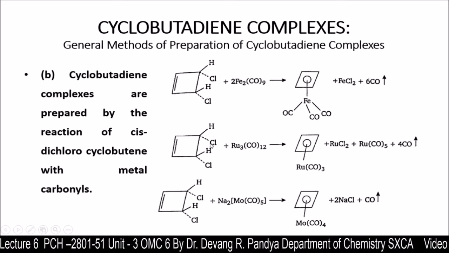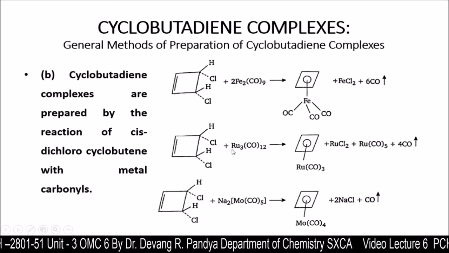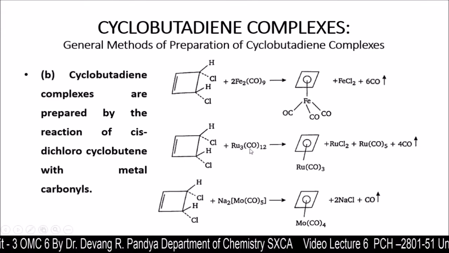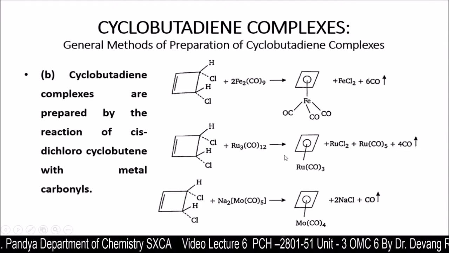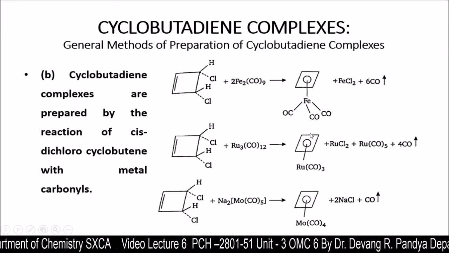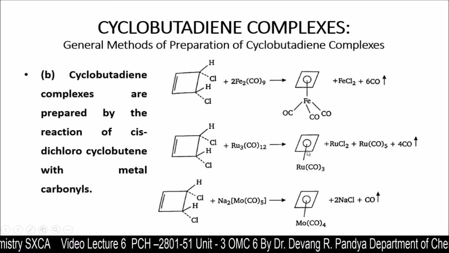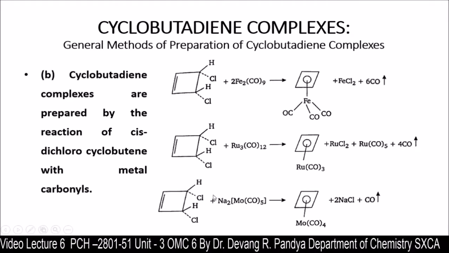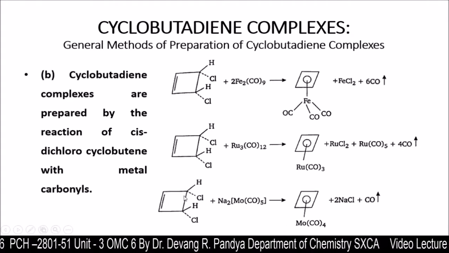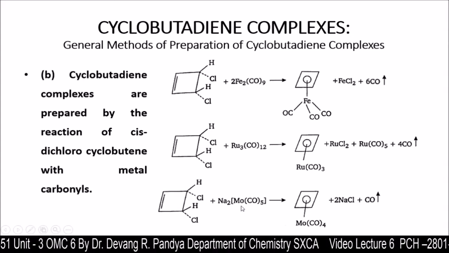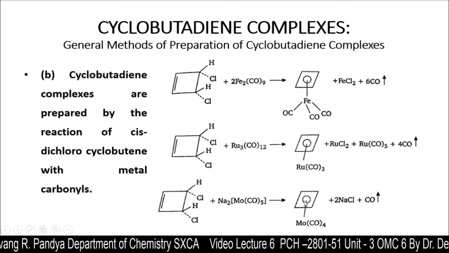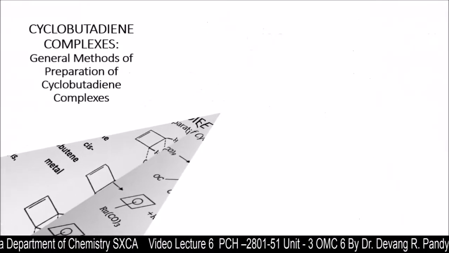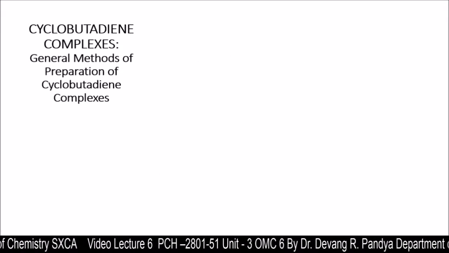In the second reaction, the same reagent is considered with triruthenium dodecacarbonyl, and it gives the same pure cyclobutadiene complex, substituting carbon monoxide. The third reaction is with a molybdenum complex, and we get a pure cyclobutadiene molybdenum complex as well, substituting the carbon monoxide.